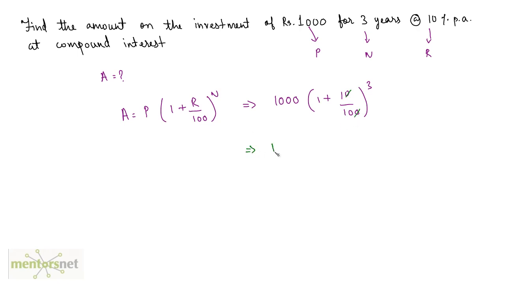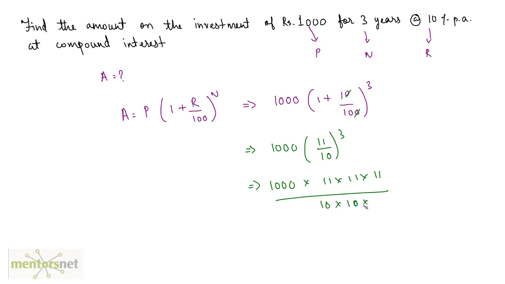What we have here is 1000 into 1 plus 1 by 10. That's 11 by 10 cubed, right? So we have 1000 into 11 into 11 into 11 divided by 10 into 10 into 10. So these zeros get cancelled out. So 11 cubed is 1331, and that's the amount. Easy, isn't it? So this is how you solve problems on compound interest. Mostly you have to enter the details or the data into the formula, and there you go, you got the answer.